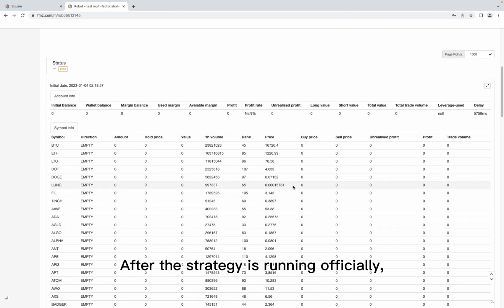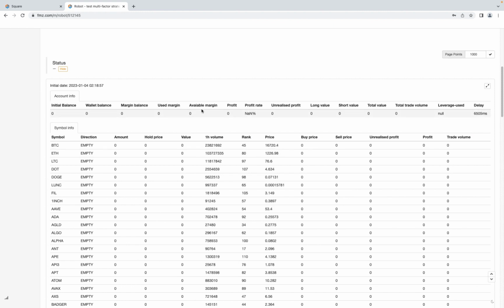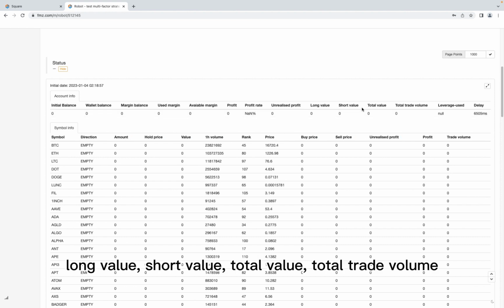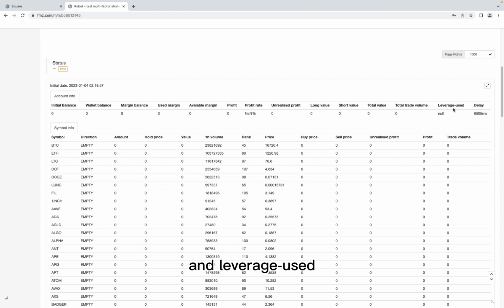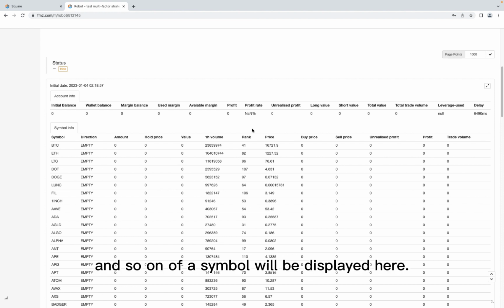After the strategy is running officially, we can see all the trading pairs and symbols to be operated, including the number of trading directions, long value, short value, total trade volume, and leverage used, as well as the profit and loss, return, and so on of a symbol will be displayed here.